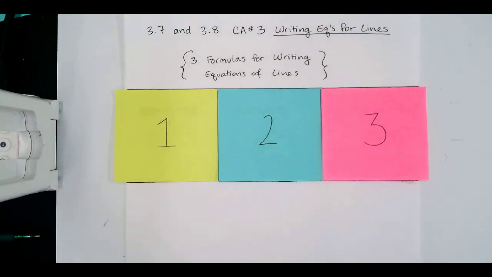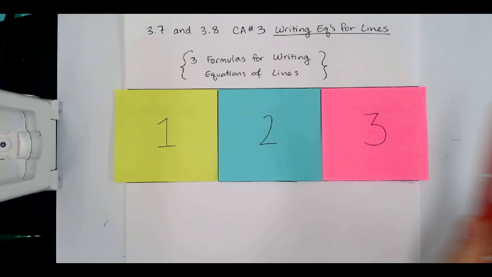Okay, so here we are with 3.7 and 3.8, our last class activity for these two sections. It's class activity number 3, writing equations for lines. A very important concept, we use lines a lot, and it's good to know how to write the equation for a line. There are 3 basic types of lines, which means we have 3 basic formulas for writing equations of lines. And we're going to take a look at these 3.